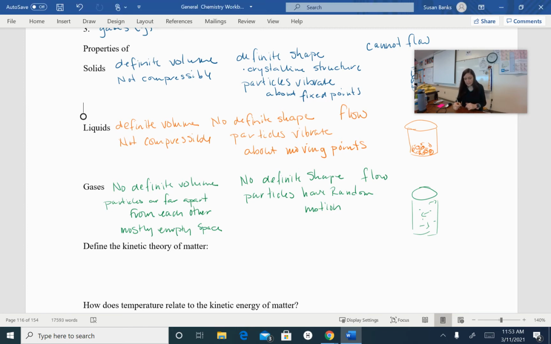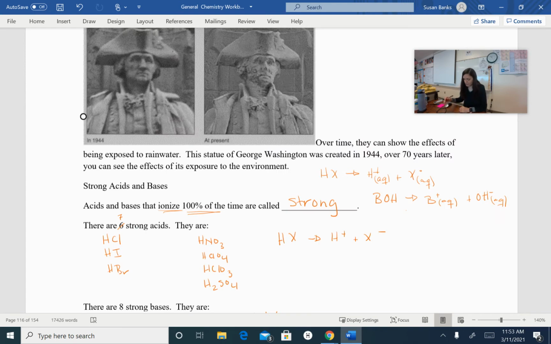So now I'd like to define the kinetic theory of matter. And my computer just jumped. Okay, let's see if it will jump back. Maybe not.